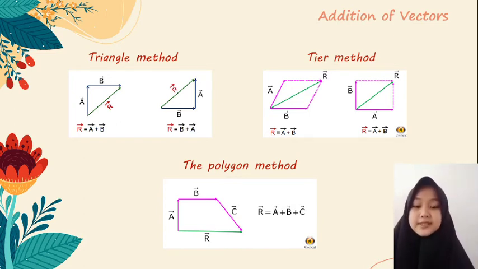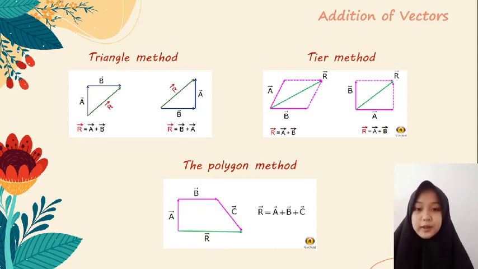2. The parallelogram method. The parallelogram method is a method of adding vectors that are placed at the same start point, so that the resultant vector is the diagonal. For example, there are two vectors a and b. Then the sum of the vectors using the parallelogram method is as follows. Vector r equals vector a plus vector b.